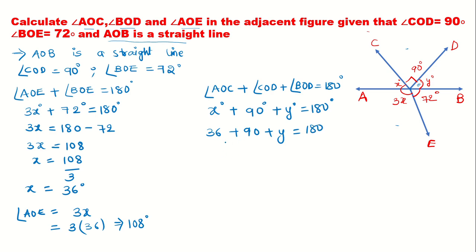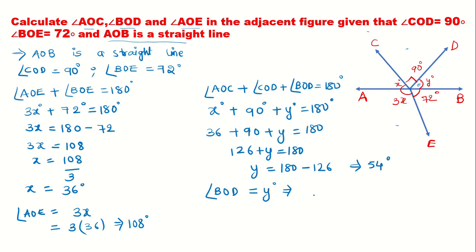So, 36 plus 90 plus y equals to 180 degrees. Now, 90 plus 36 is 126 plus y equals to 180 degrees. Now, y equals to 180 minus, take this 126 to your right side. It will be minus 126, right? So, 180 minus 126, how much? It is 54 degrees. So, y it is 54 degrees. So from the figure, what is y? It is angle BOD. So angle BOD equals to y degrees, which we got as 54 degrees.